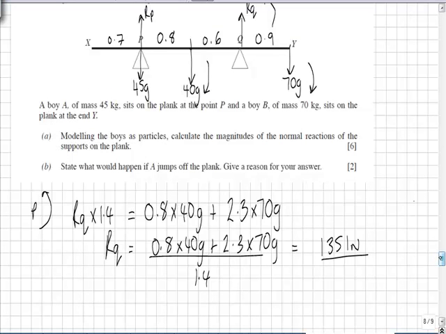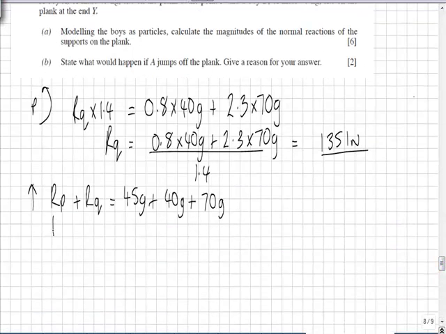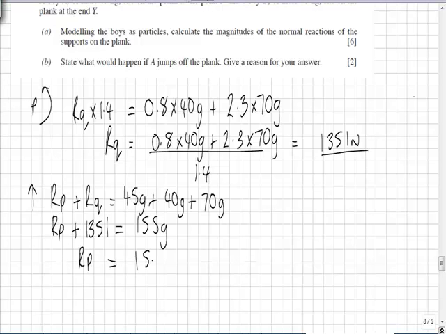The only thing left to do now is to resolve vertically, because that will mean we can get RP and RQ, and now we know RQ, we can calculate RP. So resolving vertically, we can see that RP plus RQ is equal to 45g plus 40g plus 70g. Well, we know that RQ is 1351, so RP plus 1351 is equal to 155g. So then if we take away the 1351, that gives us RP, giving RP a value of 168 newtons.